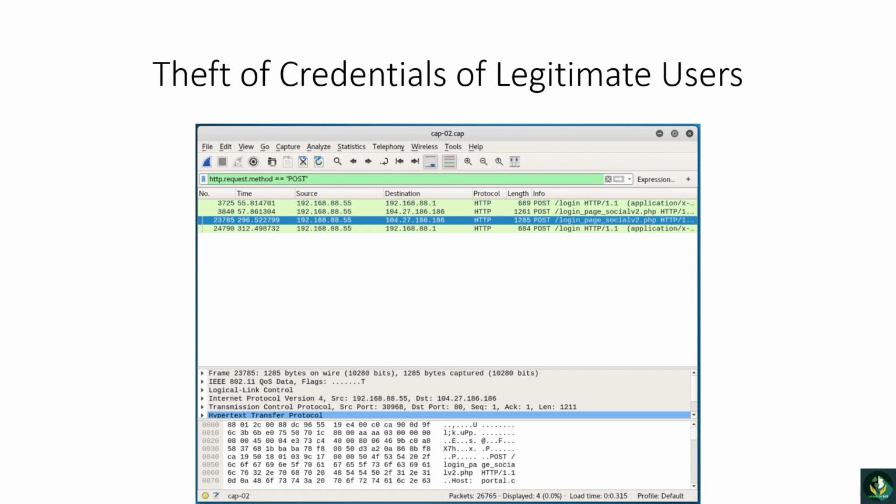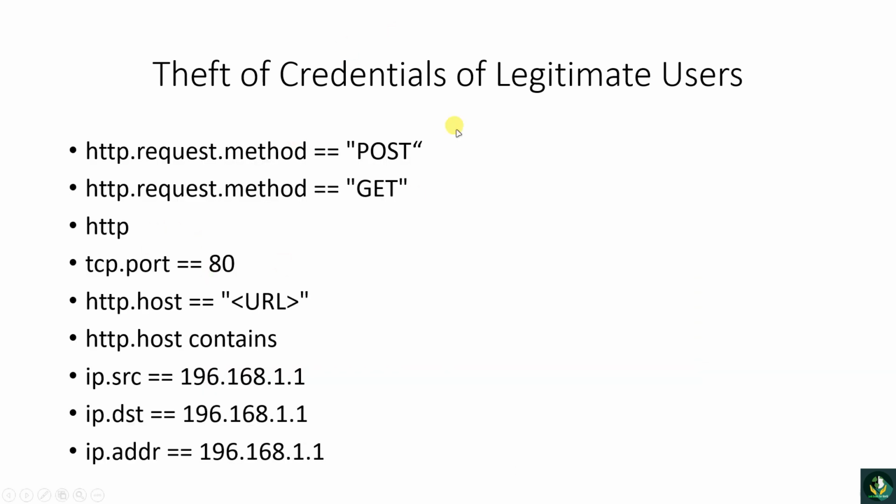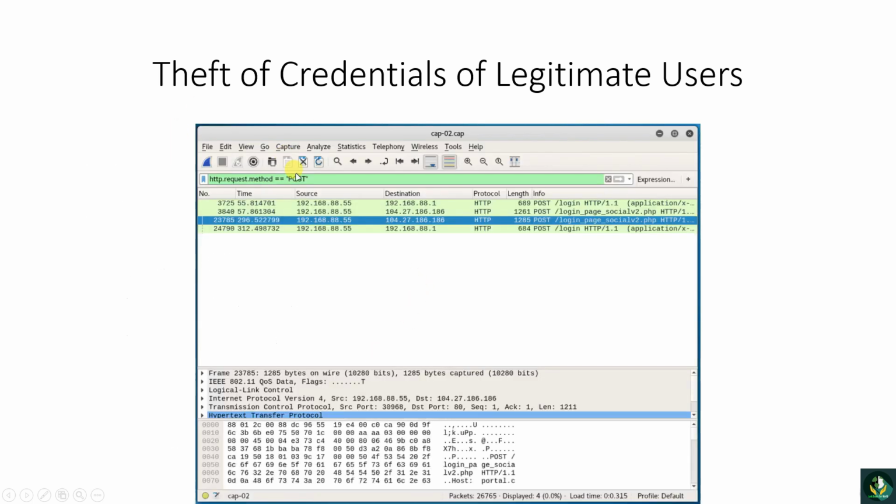To speed up the search, use a Wireshark filter, a filter that shows only data sent by the POST method. So what you have to do, just type this in here. This is the wireless filter, which is built into Wireshark. Make sure you type those commands in here.